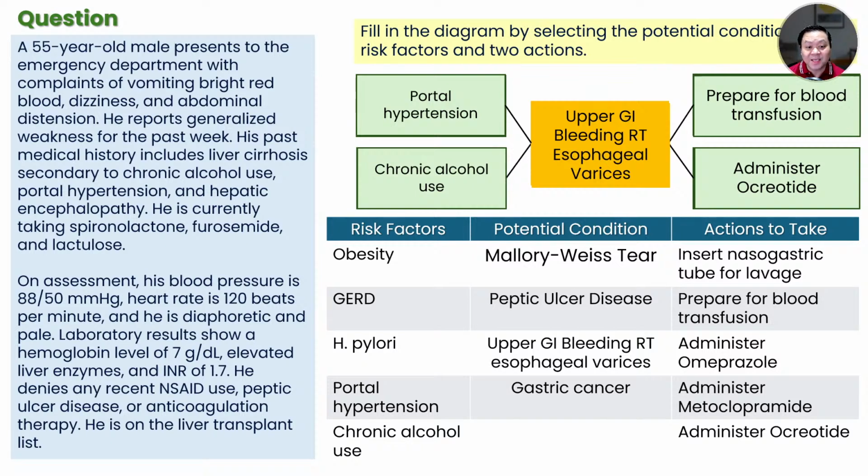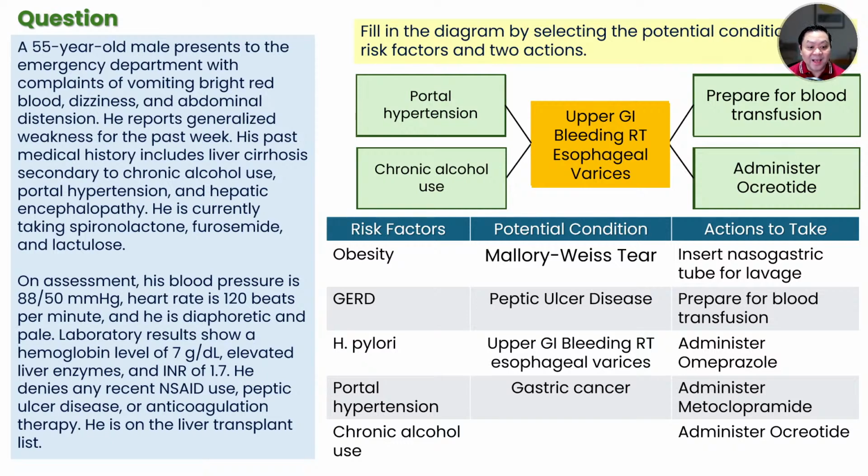What is this medication? Well, this is a somatostatin analog that is used to decrease the portal blood flow, and it can also reduce the pressure in the esophageal varices, and it can also control the bleeding, and it is a first-line drug therapy in managing the variceal bleeding.